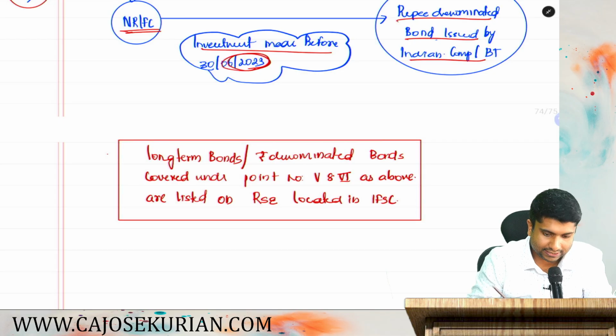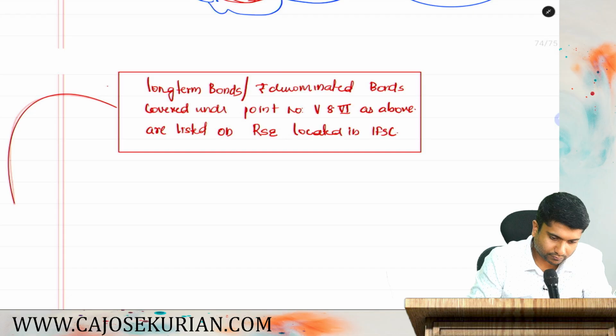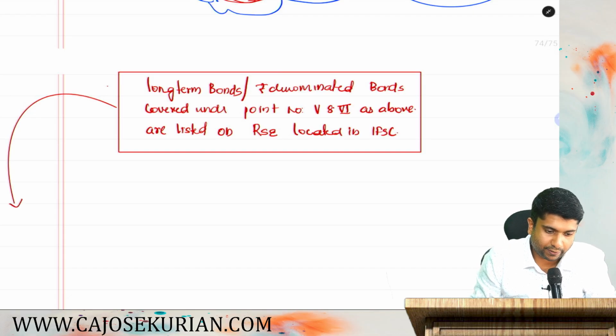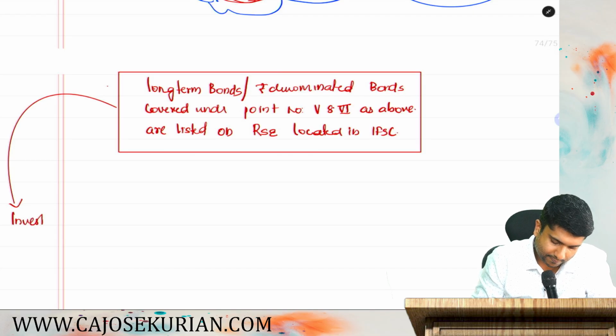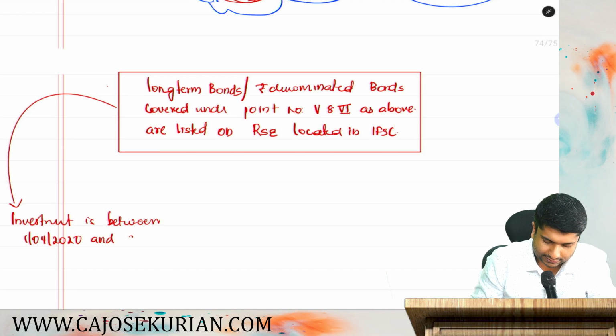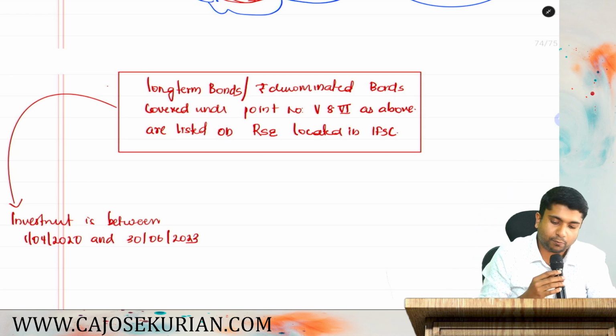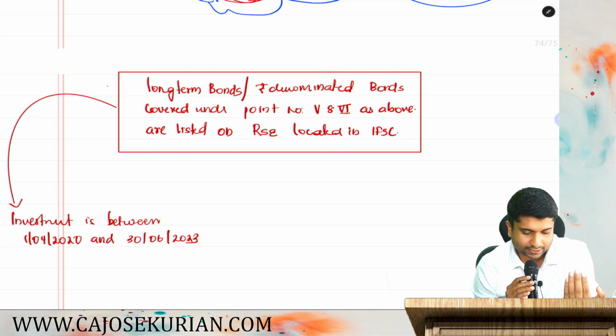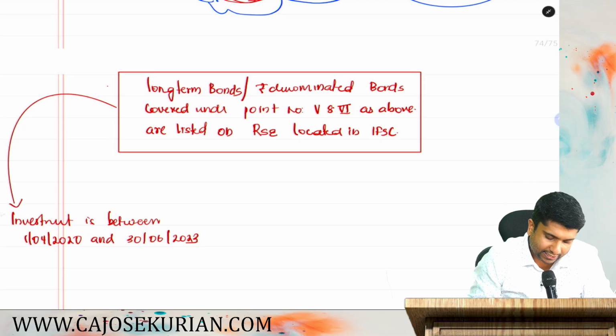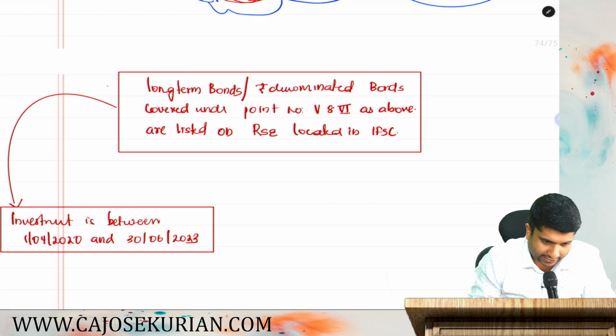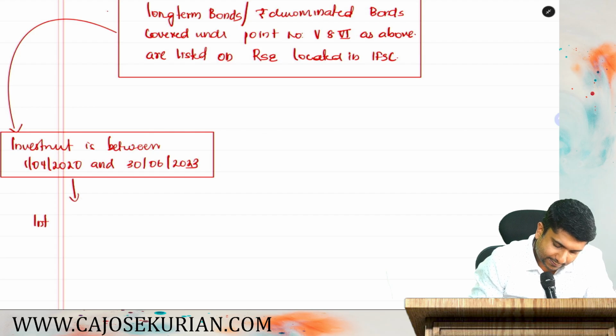Let's understand what the concession is. Listen, if that investment is made between 1st April 2020 and 30th June 2023, that means you have invested in this long-term bond or rupee denominated bond, which is listed on a recognized stock exchange located in IFSC, and you have made that investment between 2020 and 2023, in such case, all the interest is taxed at only 4% rate of tax in the hands of the NR or foreign company.